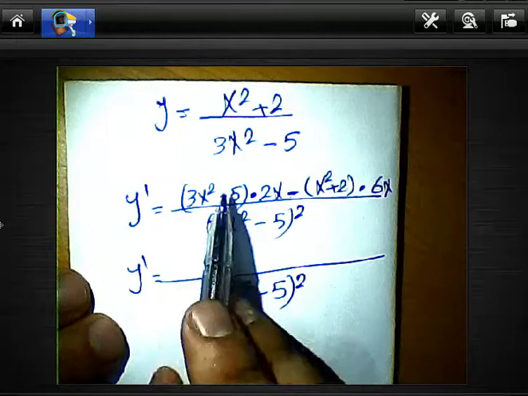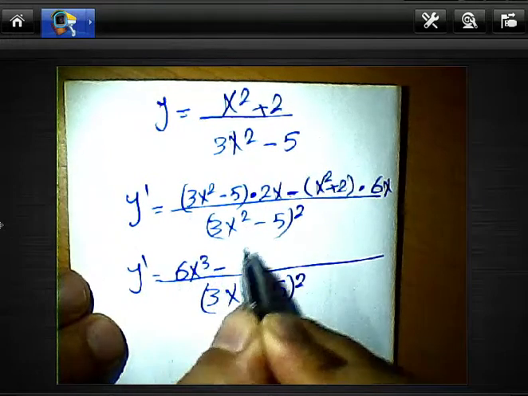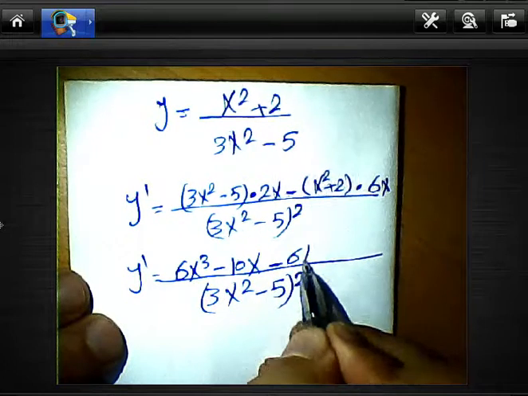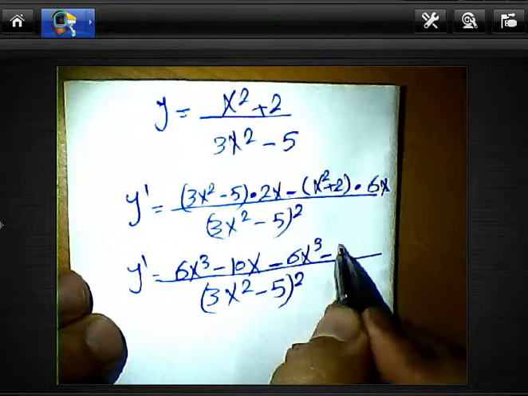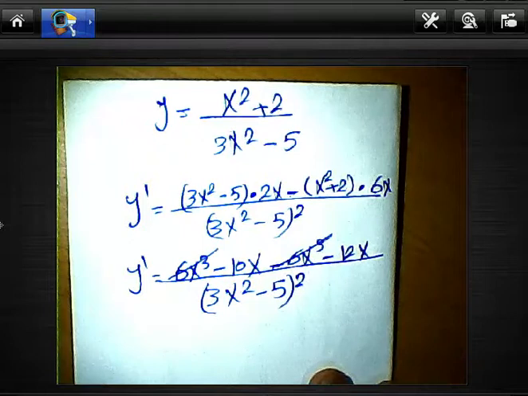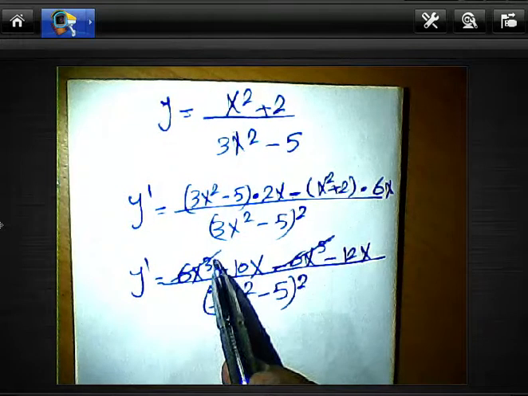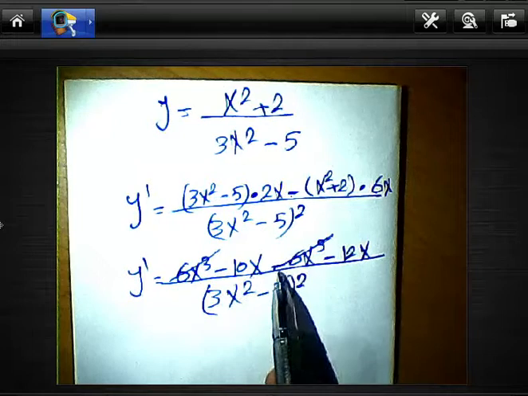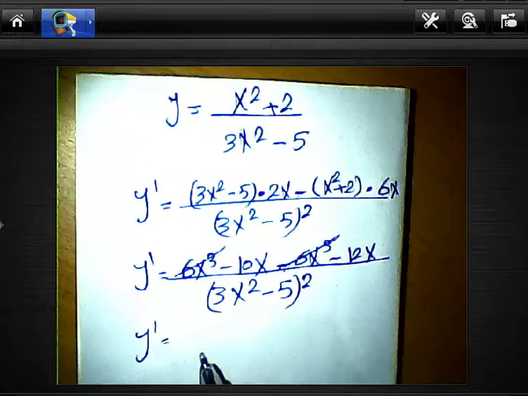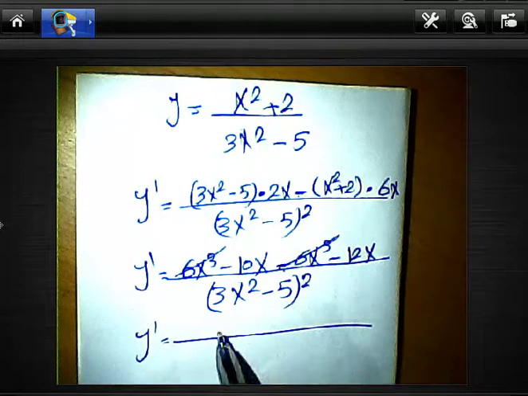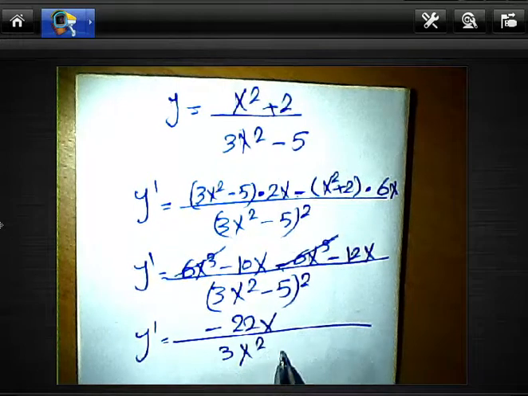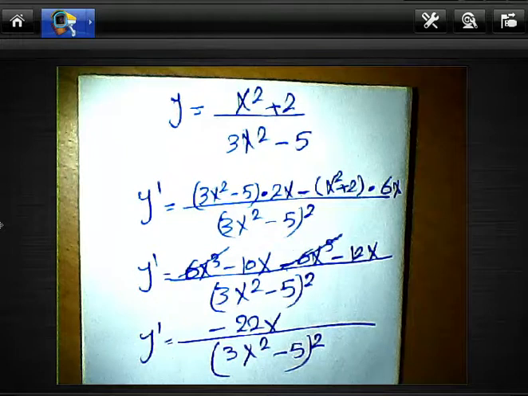2x multiplied by 3x equals 6x power 3, subtract 5 times 2x equals 10x, subtract 6x multiplied by x power 2, 6x power 3, subtract 2 times 6x equals 12x, and we can cancel this term. We have similar terms, 6x power 3 and 6x power 3, one negative and one positive. We can cancel the two terms here because they differ only in sign. So y dash equals negative 10x and negative 12x equals negative 22x, over 3x power 2 subtract 5, power 2, which is the result for this example.